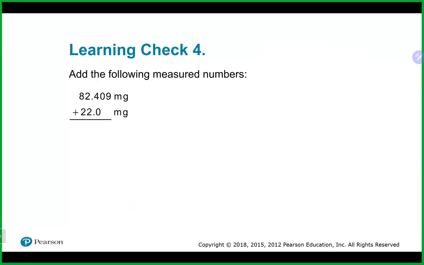All right, so here again, if we add these guys together on our calculator, it will say, I believe, 104.409. By the way, when we add, the units just stay the same. They don't square or anything like that because we're not multiplying them. So we just have milligrams as our units in this case. Here we have 3 decimal places. We have 1 decimal place, which means our answer should end up right there at 1 decimal place. And we will end up at 104.4.